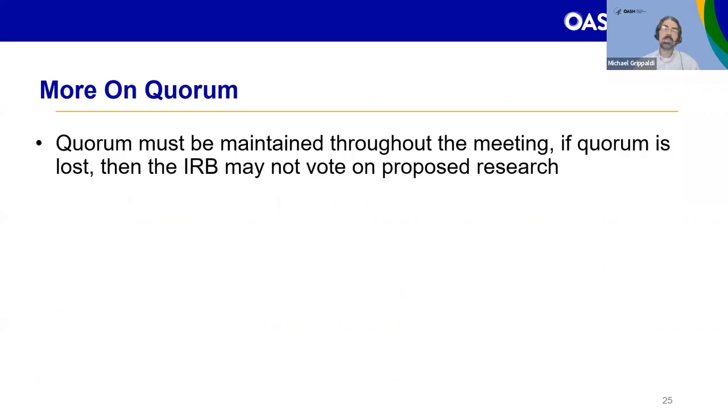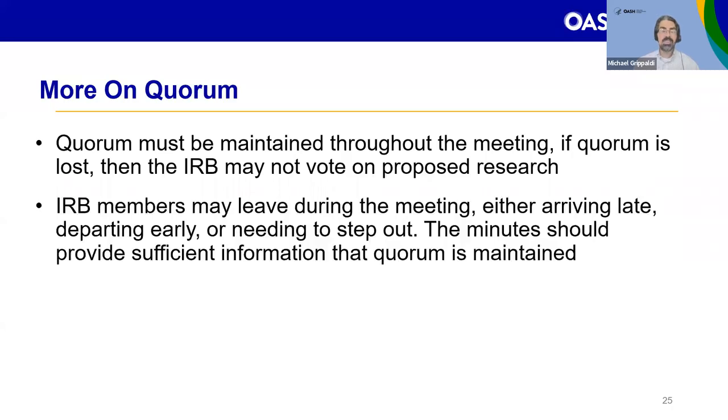Quorum is needed throughout the entirety of the meeting. Attendance should be taken at the start to ensure that a majority and the non-scientists are present, and then kept track of throughout the meeting. Maintaining quorum is necessary to vote on research actions. If there's no quorum, then the IRB can't approve or disapprove any actions.